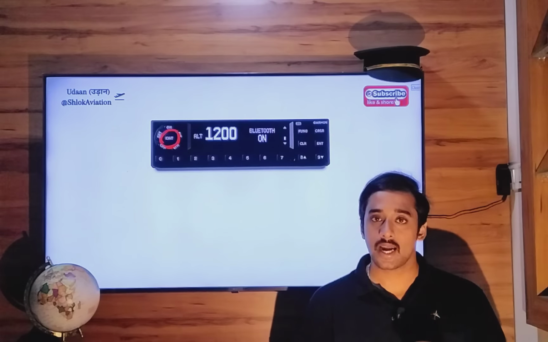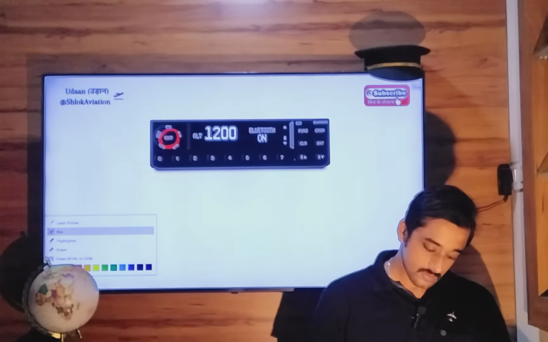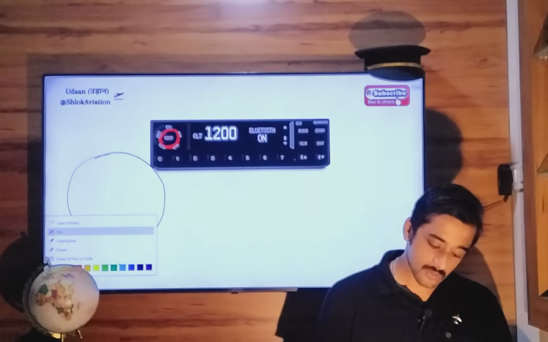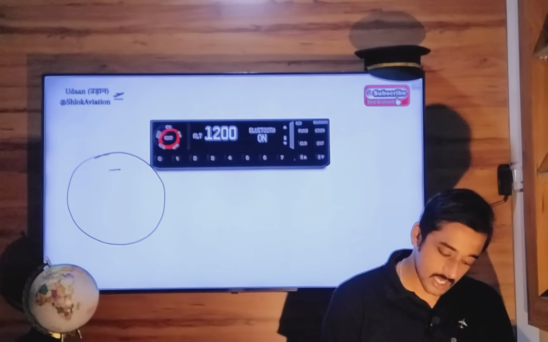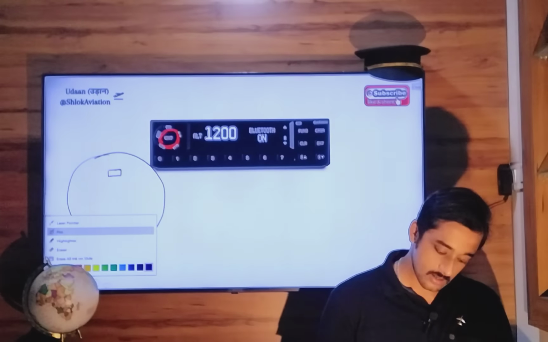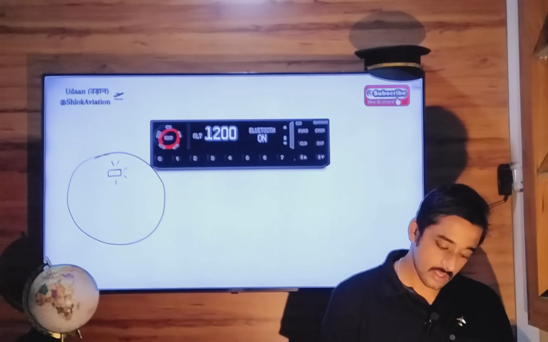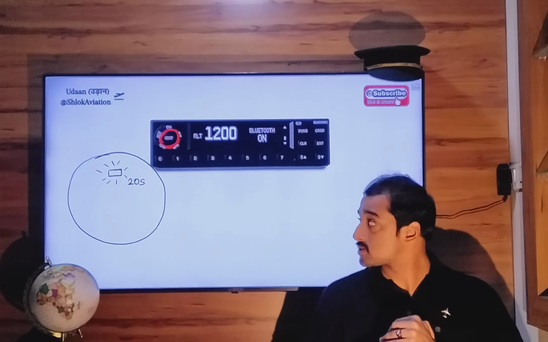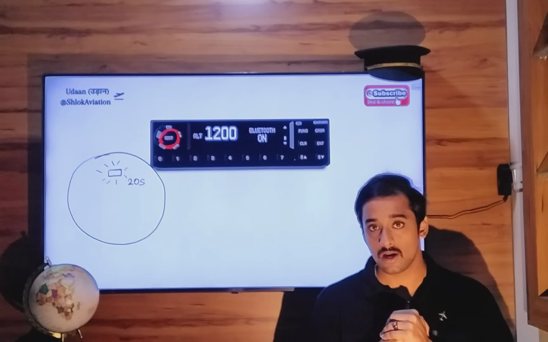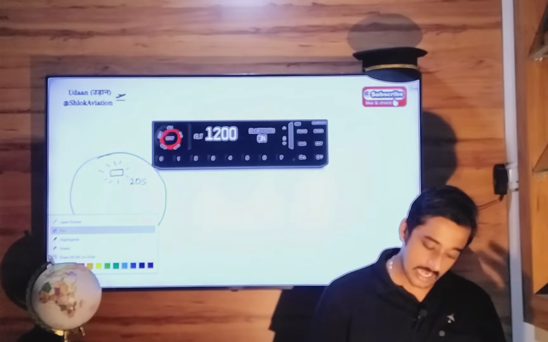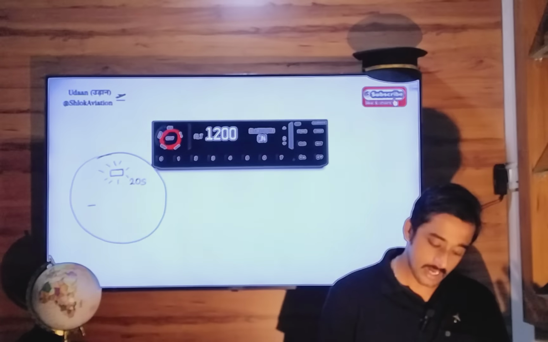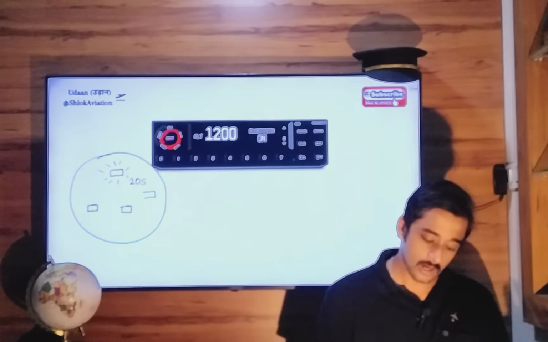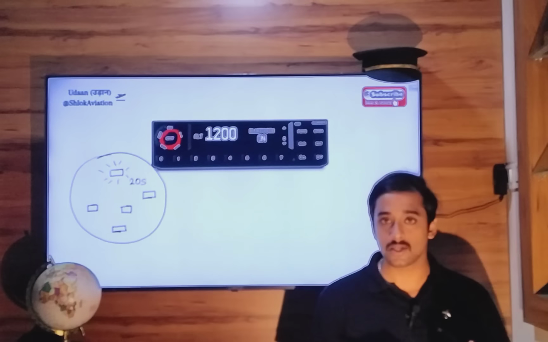Now when you press this ident button, the radar blip corresponding to your aircraft position in the sky will flash for 20 seconds. So this is the radar screen of your ATC controller, and on this radar screen there will be many radar blips belonging to many different aircraft which are flying in the airspace under the control of this particular air traffic controller.